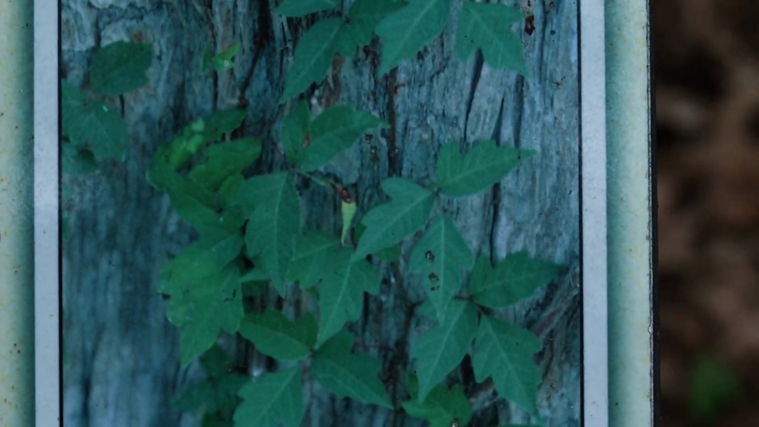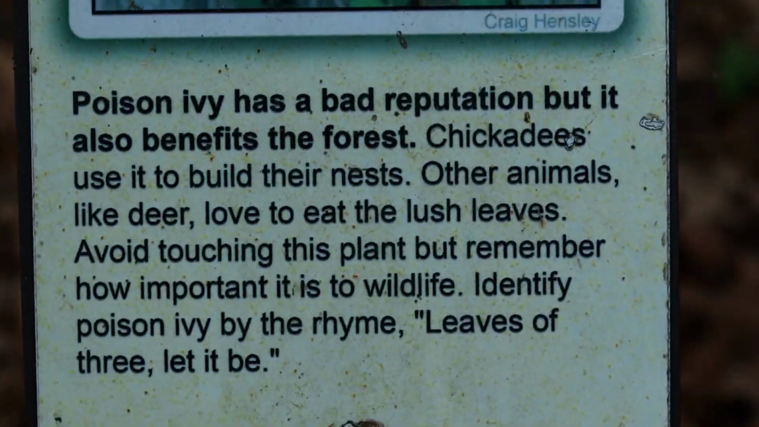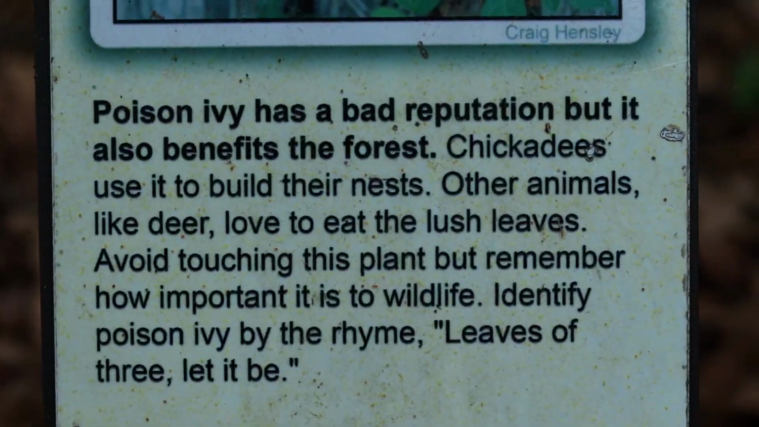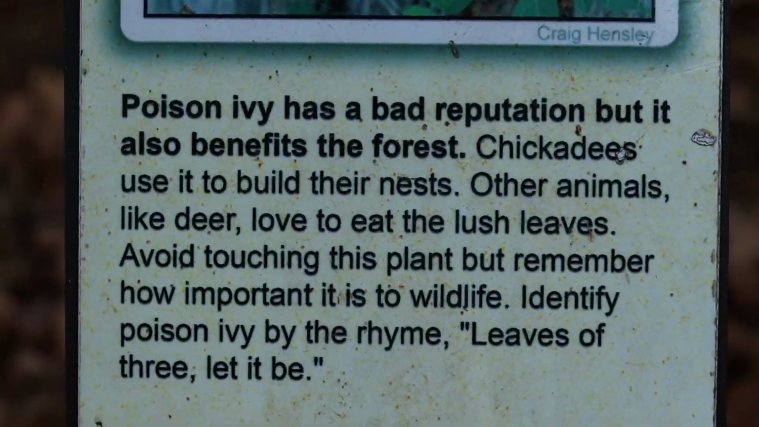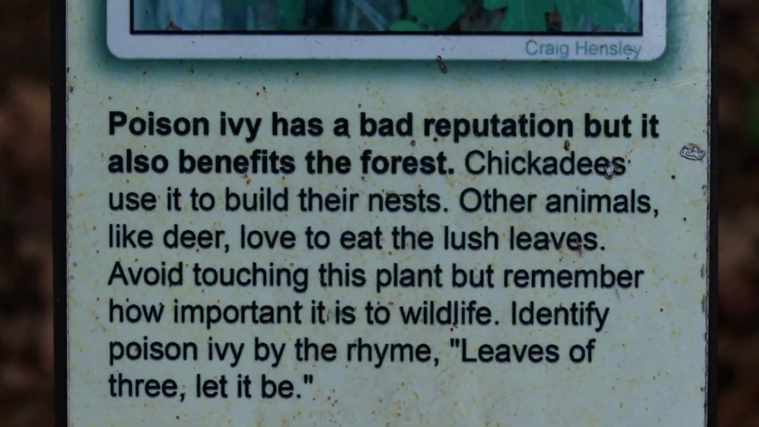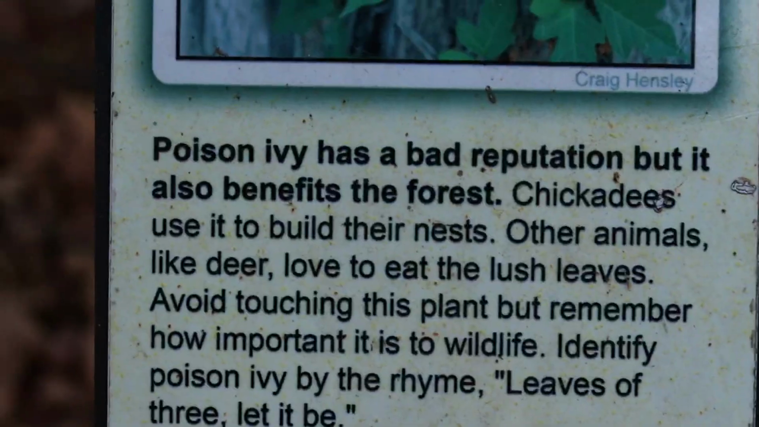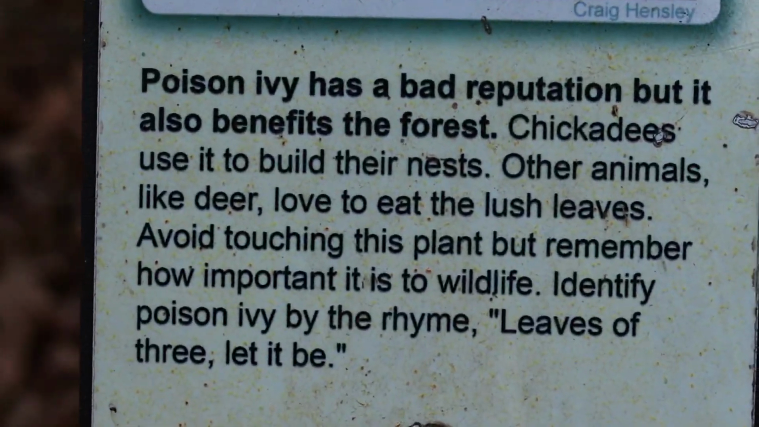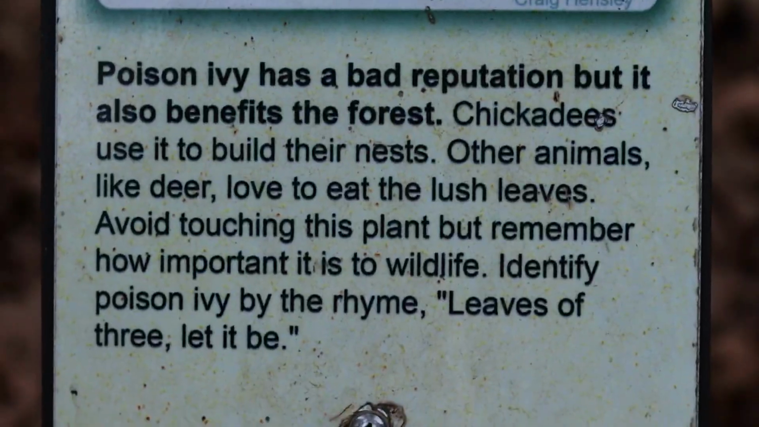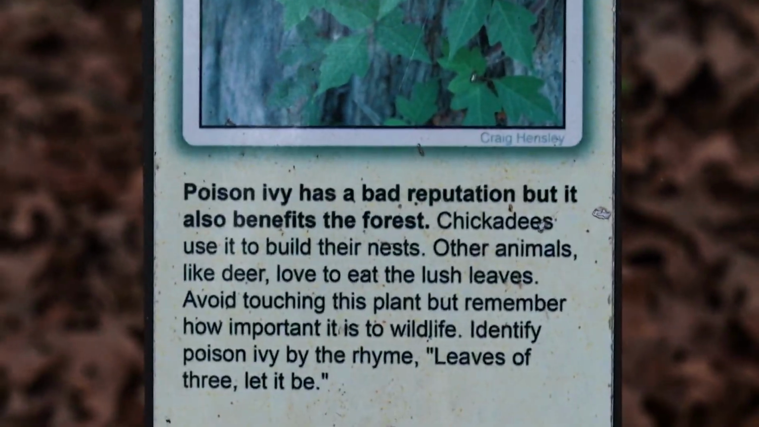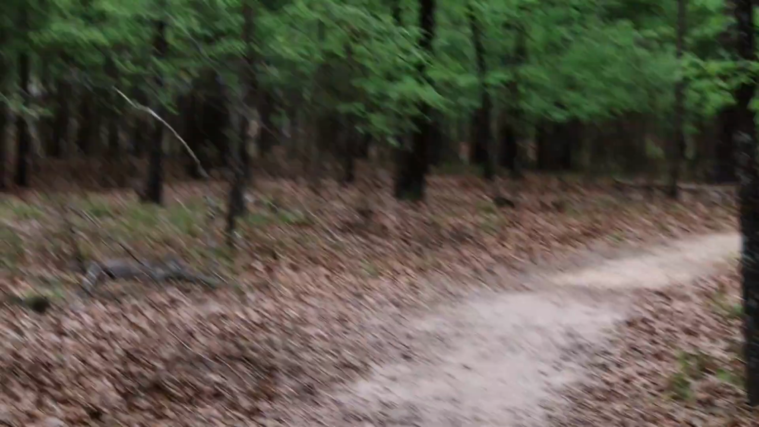That's what poison ivy looks like. Alright. Poison ivy has a bad reputation, but it also has benefits in the forest. Chickadees use it to build their nest, and other animals like deer love to eat the lush leaves. Avoid touching this plant. Remember how important it is to the wildlife. Identify poison ivy by the rhyme: Leaves of 3, let it be. As well, the way I remember it is 3 leaves, let it be. But it really doesn't matter, but yeah. It's a good saying.